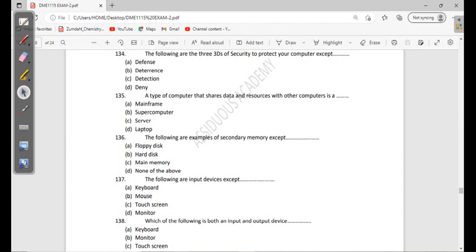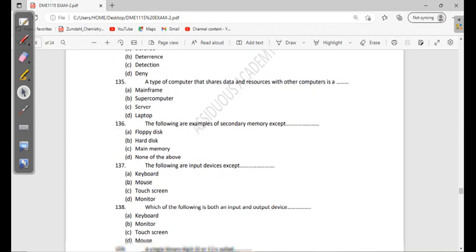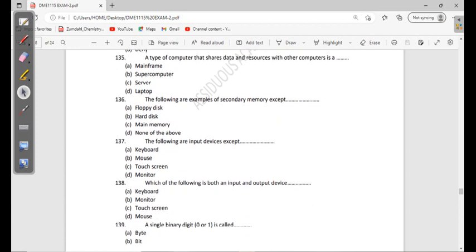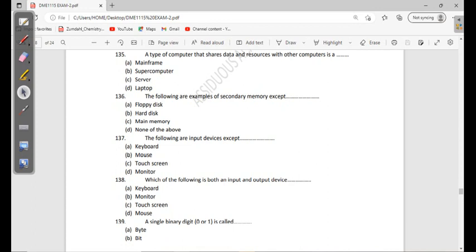135. A type of computer that shares data and resources with other computers is a mainframe, supercomputer, server, laptop. So that is a server. When you talk about a supercomputer, this is simply a computer that does a lot of mathematical operations. It is so fast and it performs those big mathematical operations in a quick way.